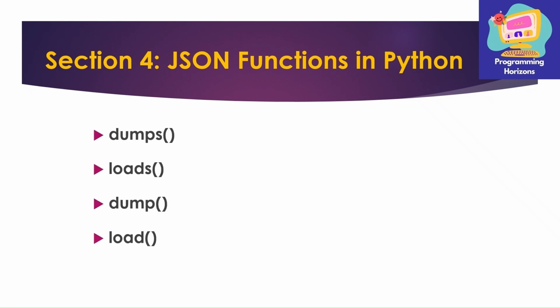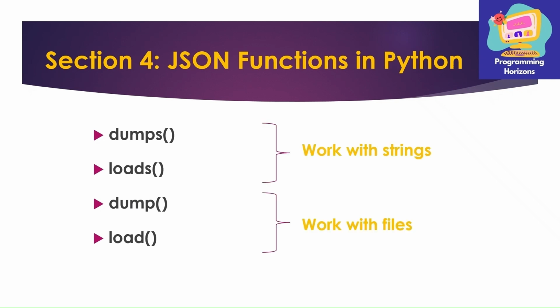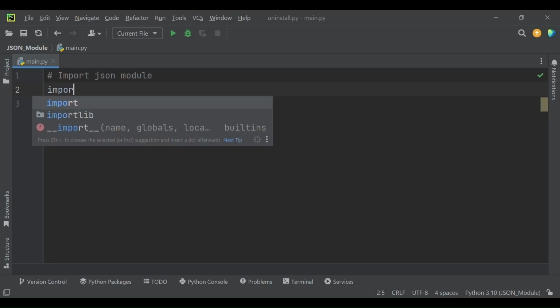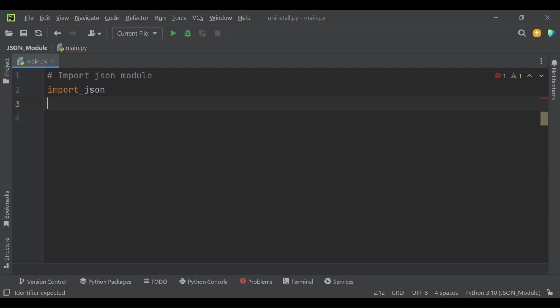There are four main functions that you need to know while working with JSON in Python. Two of these work with strings while the other two work with files. Now let's see their examples. To work with JSON in Python, we will use the built-in JSON module. Now let's see the functions that will work with strings.